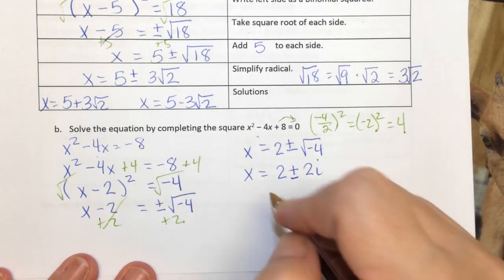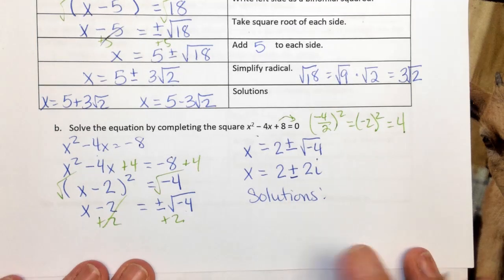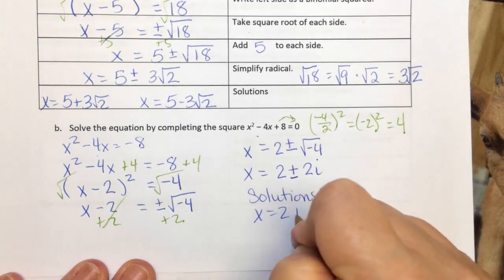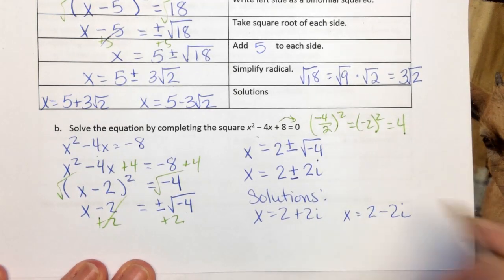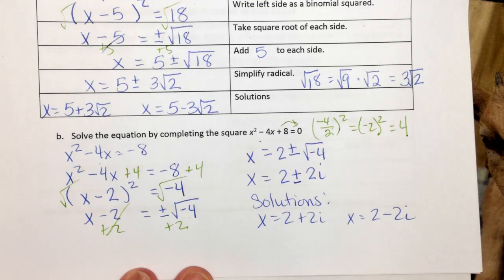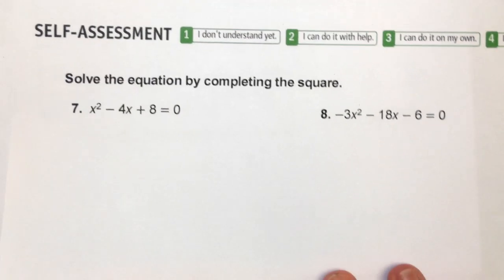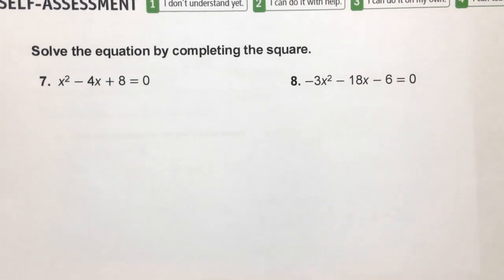So we have 2 solutions. All right, our solutions are x equals 2 plus 2i and x equals 2 minus 2i. So those are both of your solutions. All right, so I have 2 for you guys to try. So pause your video and give those 2 a try, doing the same method.